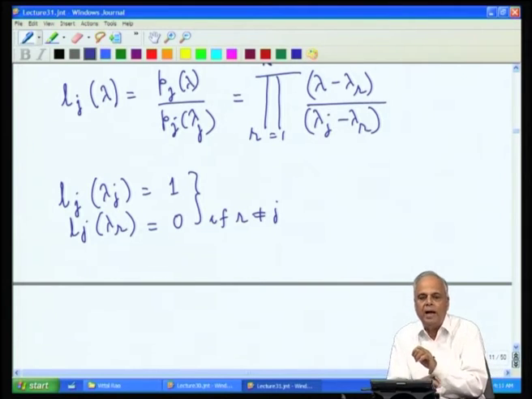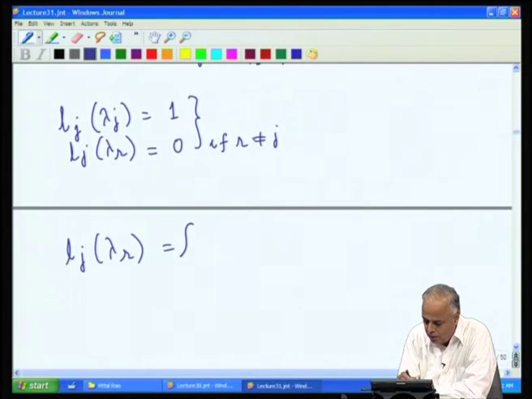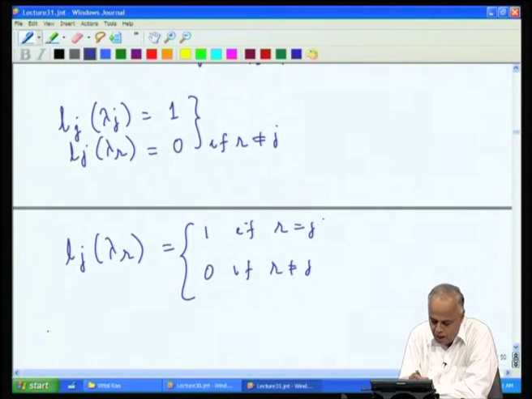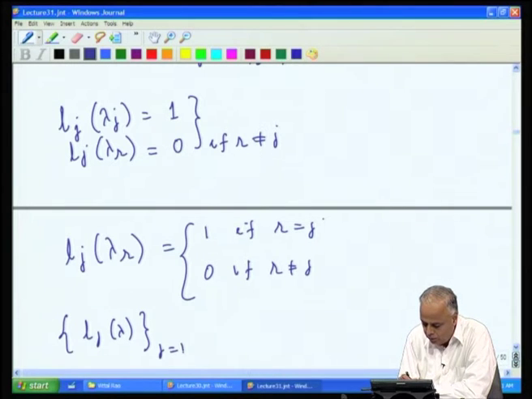If you keep moving along lambda 1, lambda 2, lambda k, it lights up at lambda j and takes the value 1, and it is dormant at the other lambdas: 0 at lambda 1, 0 at lambda 2, 0 at lambda j minus 1. The moment you hit lambda j, it peaks up to 1, again at lambda j plus 1 it goes to 0, lambda j plus 2 it is 0, lambda k it is 0. So L j lambda r is equal to 1 if r equals j, 0 if r not equal to j. So, we have polynomials L j, j equal to 1, 2, k.